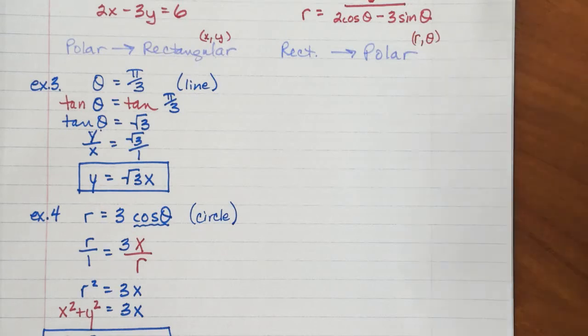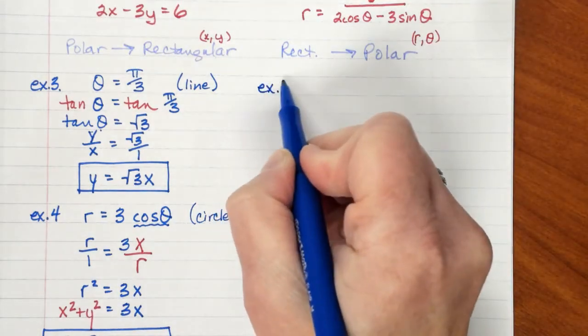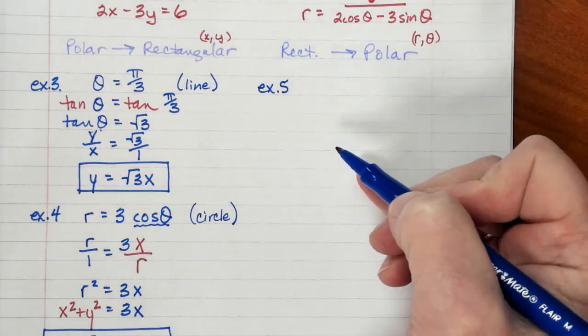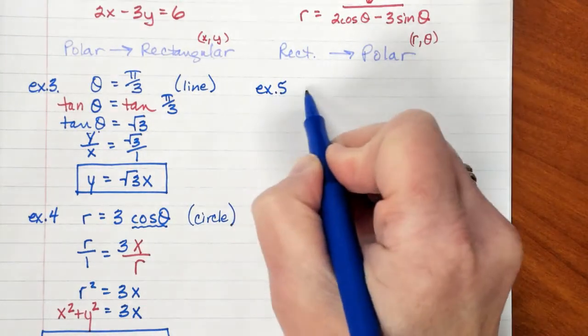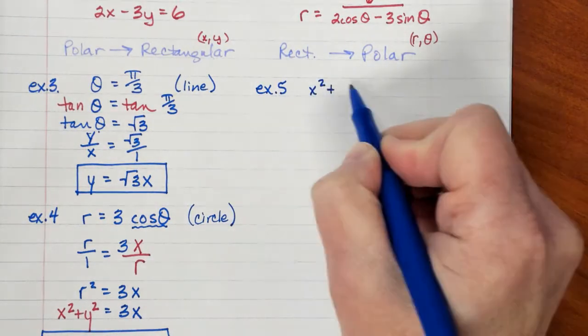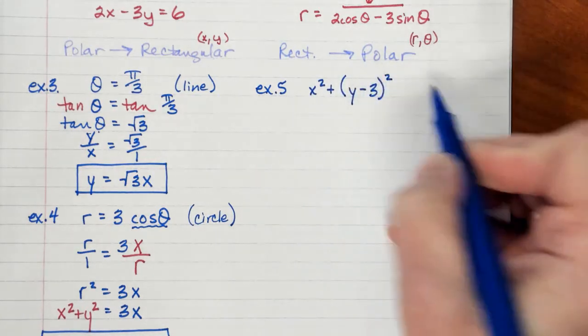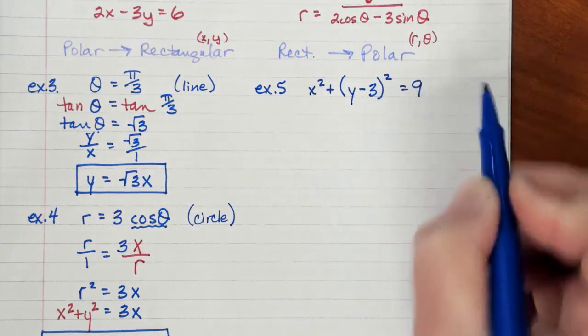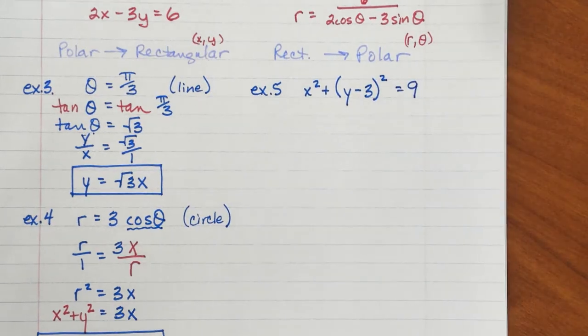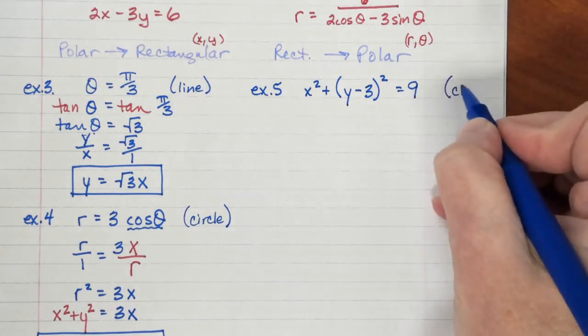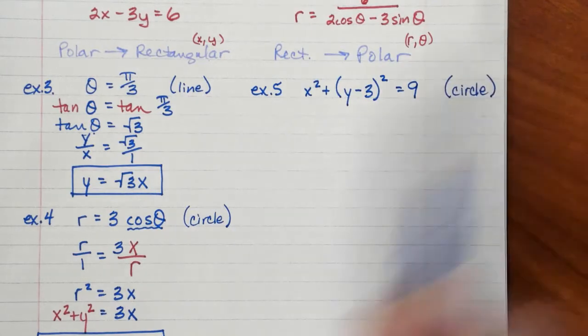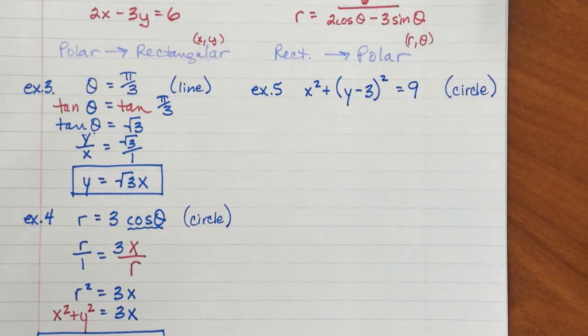So let's have example 5. I'm going to give you x squared plus y minus 3 squared equals 9. Again, you can tell what that shape is. You know from your conics lesson in chapter 7 that that is a circle. But we're going to figure out what that circle's equation looks like in polar form.